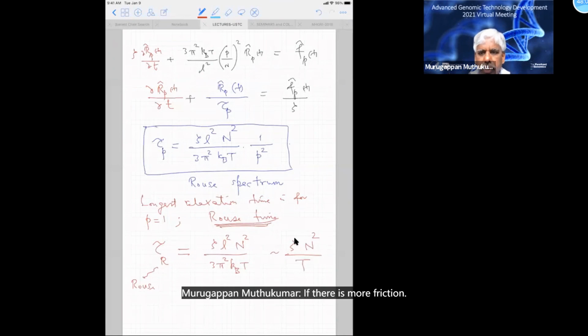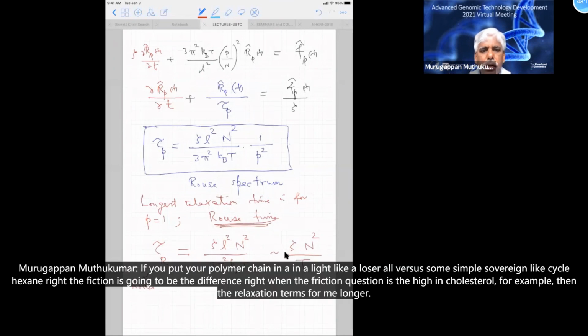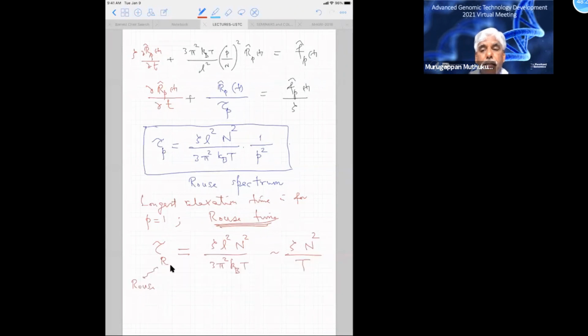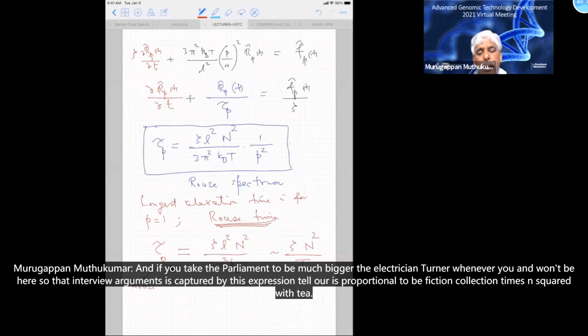If there is more friction, if you put your polymer chain in glycerol versus some simple solvent like cyclohexane, the friction is going to be different. When the friction coefficient is high, in glycerol for example, then the relaxation time is going to be longer. And if you take the polymer chain to be much bigger, the relaxation time is going to be even bigger. That intuitive argument is captured by this expression: tau R is proportional to the friction coefficient times N squared divided by T.